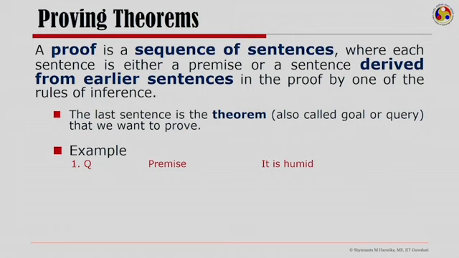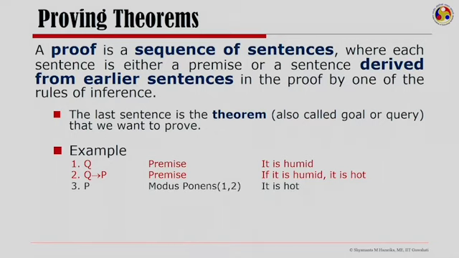So, here is a small example from the weather that we are talking of. Q represents that it is humid. If Q then P is the statement that if it is humid, it is hot. From 1 and 2, I could use Modus Ponens to arrive at that it is hot. Q implies P, Q, therefore P. So, I can say it is hot.